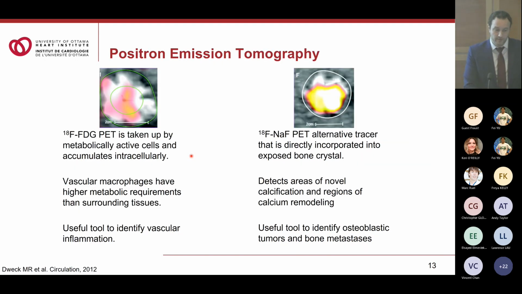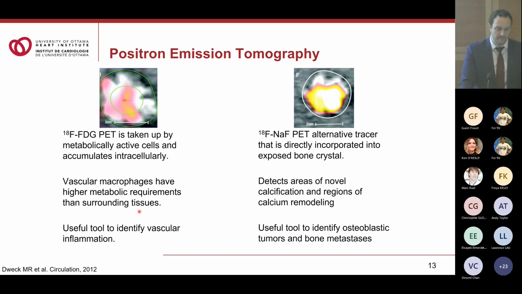Another modality that's been studied in AS is positron emission tomography, or PET. Two tracers have mainly been used in this context. The first is FDG, and as we know, FDG is taken up by metabolically active cells, and it accumulates intracellularly. Especially on the vasculature, we think that it is mostly macrophages that will accumulate this tracer and lead to higher uptake.